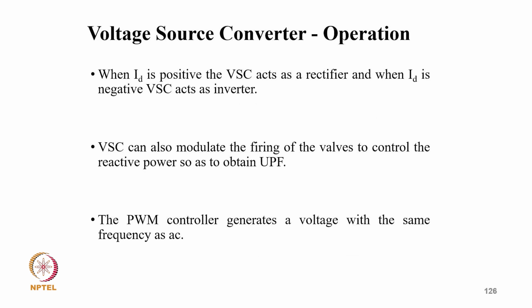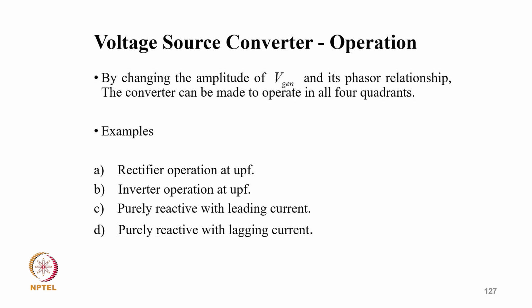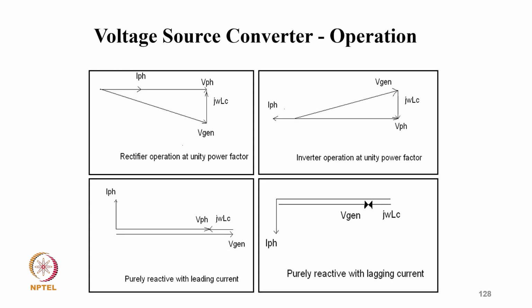Now when ID is positive, the VSC acts as a rectifier, and when ID is negative, the VSC acts as an inverter. The voltage source converter can also modulate the firing of the valve to control the reactive power so as to obtain unity power factor. The converter generates a voltage with the same frequency as the AC. By changing the amplitude of V generated and its phasor relation, the converter can be made to operate in all four quadrants. Examples are rectifier operation at unity power factor, inverter operation at unity power factor, and purely reactive with leading current and purely reactive with lagging current.